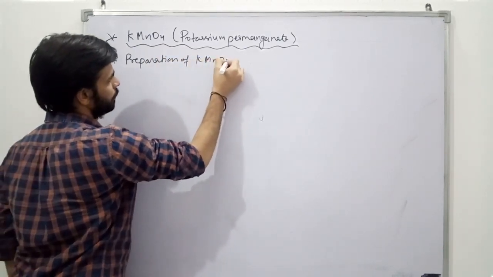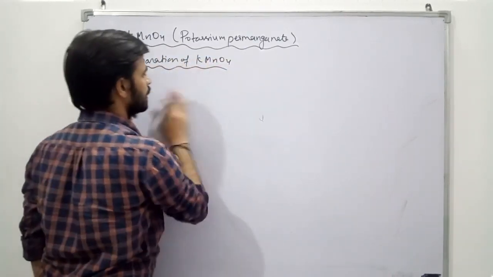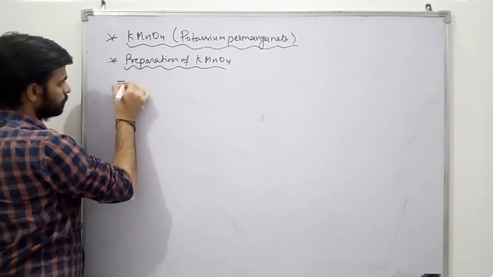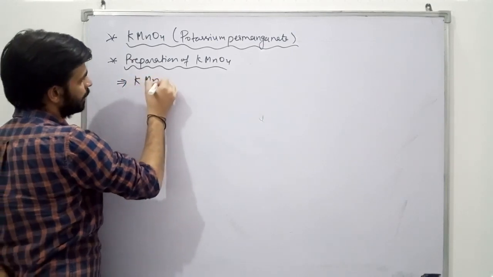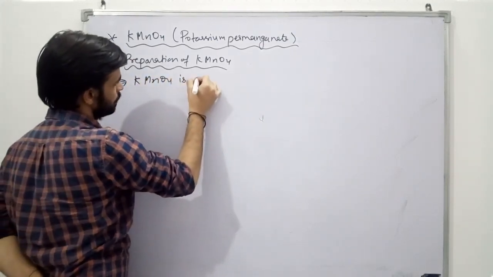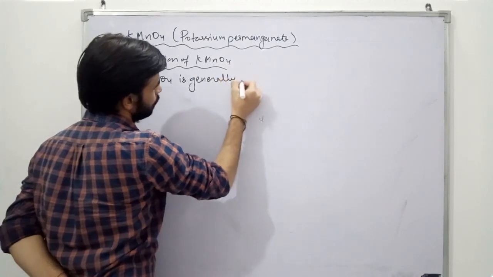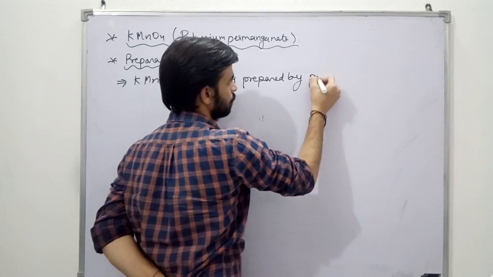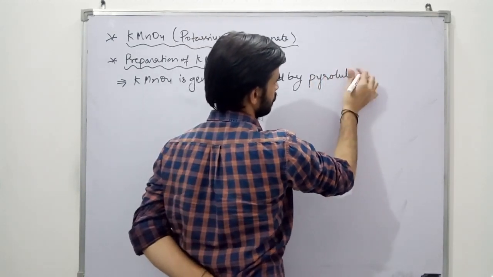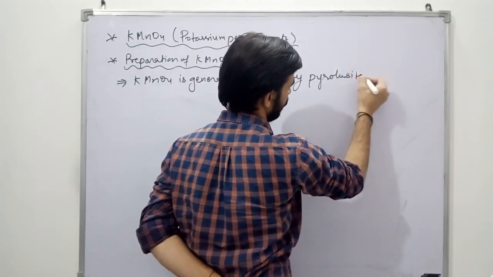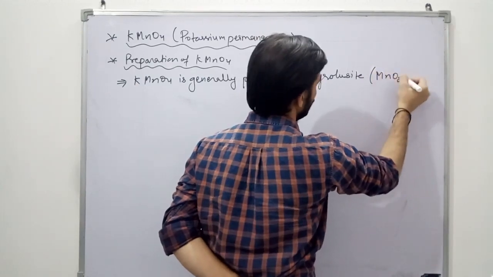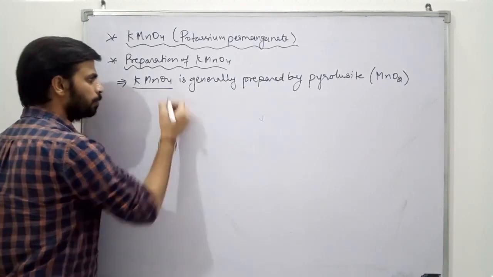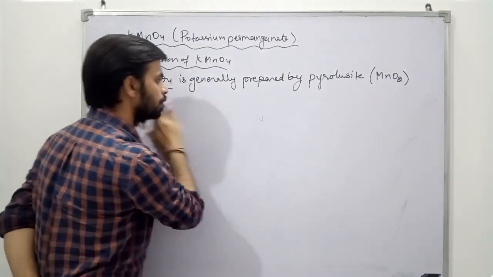Potassium permanganate is generally prepared from pyrolusite, which has the formula MnO2. In the preparation of potassium permanganate, we have to follow two steps.